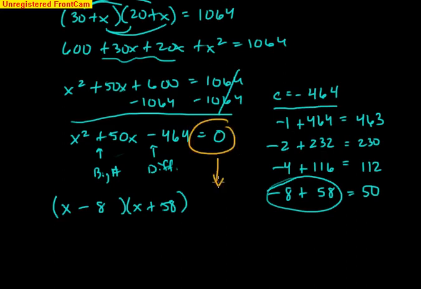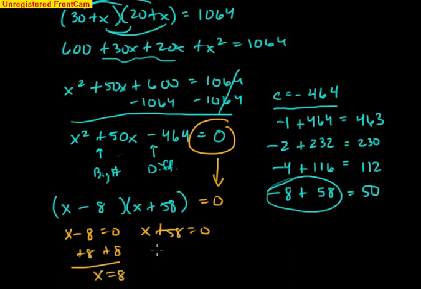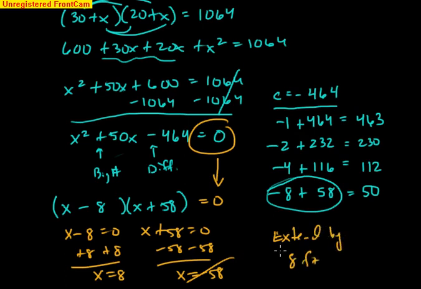This says equals 0. Do not forget to bring it down and solve. Set each one equal to 0 and solve. X is 8. Subtract 58, x is negative 58. Now if I think about the problem, I'm trying to add some length, so why would I make it negative? I wouldn't. So I'm going to cross out the negative 58. So how much should I extend? I should extend by 8 feet. And there's the answer to this word problem.